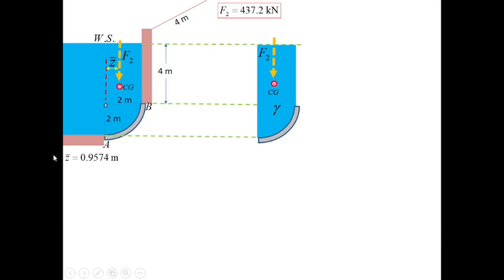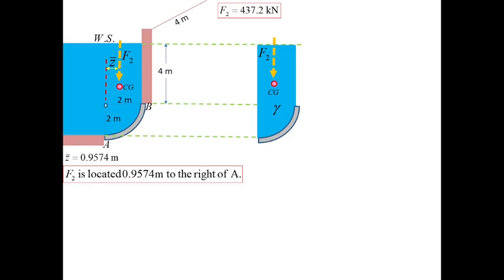So, in that case, we can now state the location of the vertical component of the hydrostatic force. So, F2 is located 0.9574 meter to the right of A. No? To the right of A. Or, F2 is acting 0.9574 meter to the right of A. No? So, there's an alternative solution to the problem.